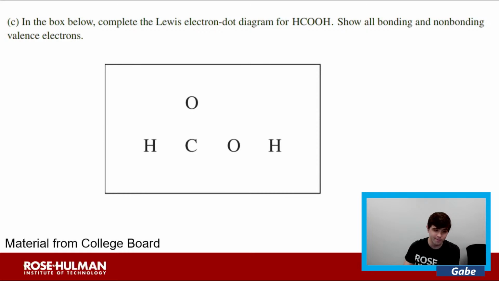Alright, part C. In the box below, complete the Lewis electron dot diagram for methanoic acid. Show all bonding and non-bonding valence electrons. Okay, when we want to approach the Lewis electron dot diagram, we want to first count the number of valence electrons that we are given for every single element that's in the compound.